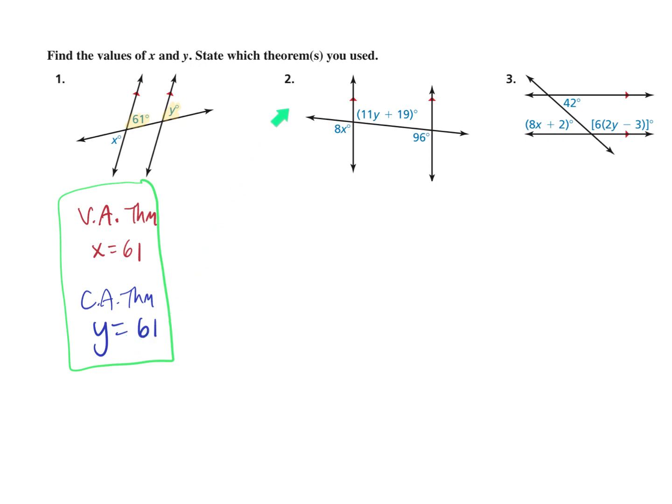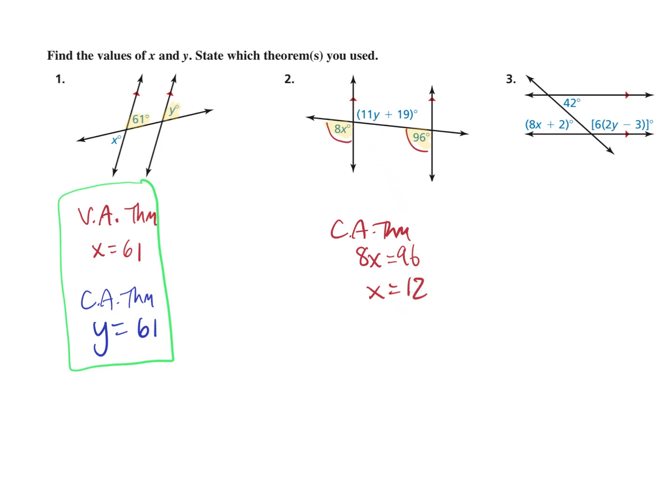All right, let's move on to number 2. So because these lines are parallel, these corresponding angles are congruent. So by the corresponding angles theorem, 8x is equal to 96. Dividing both sides by 8, x is 12.